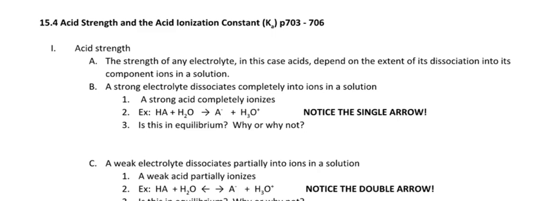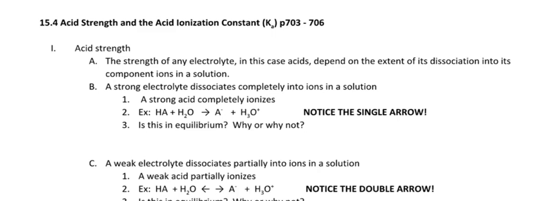This is acid strength and the acid ionization constant called Ka. It's a lot like the K from the previous chapter. It tells us, does it favor the forward or the reverse reaction? And that is all tied in with how strong an acid is, all right?